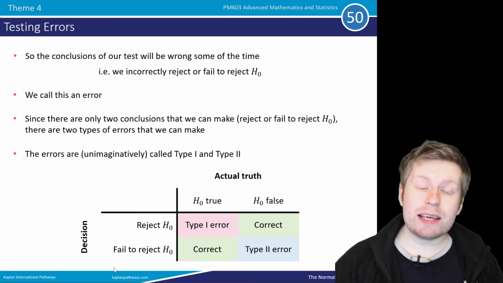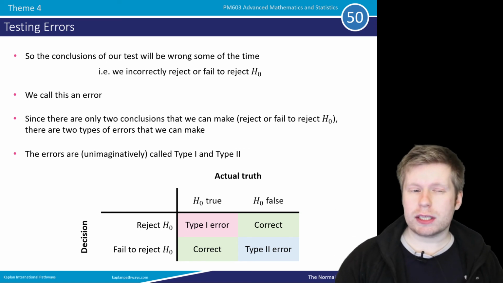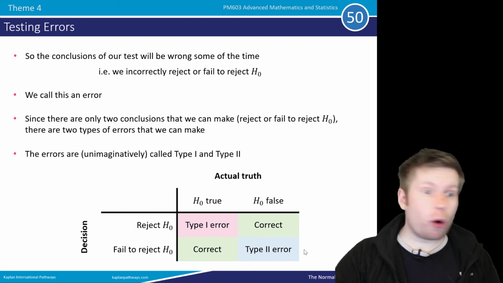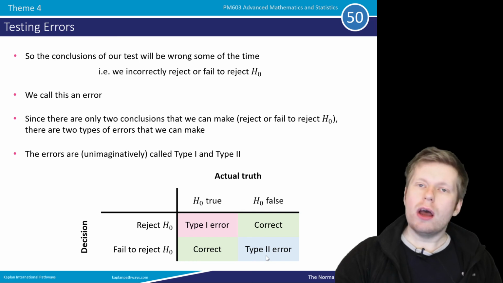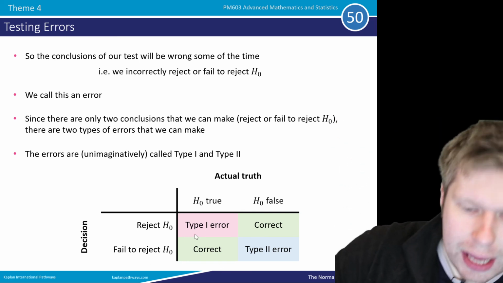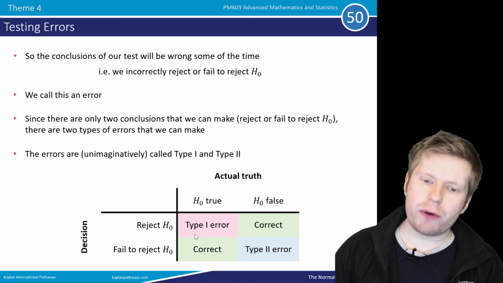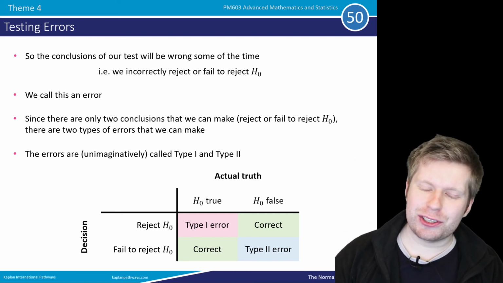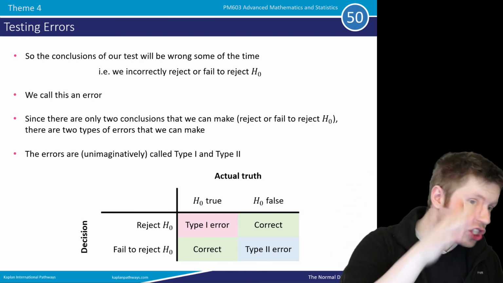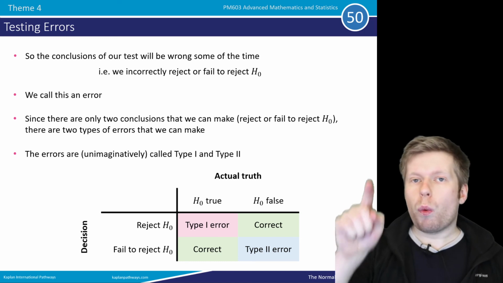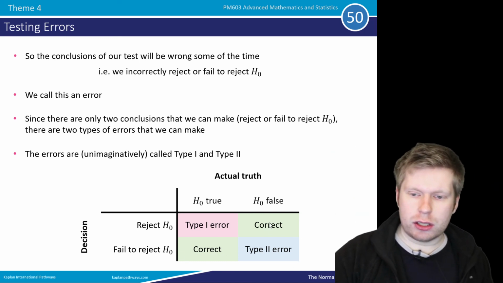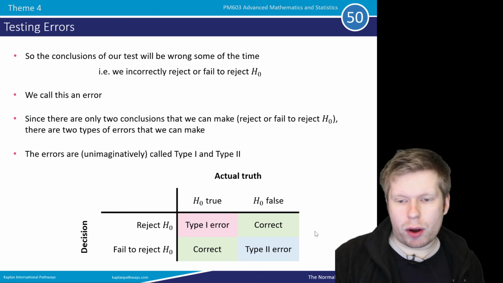The other error I can make is if I fail to reject that null hypothesis. If I say, well, look, there's not enough evidence to suggest that that coin is not fair, when actually that coin is biased, that coin is not fair at all. We call that a type 2 error, okay? So just be aware. A type 1 error is if we say this null hypothesis is false, but actually that null hypothesis is true. A type 2 error is saying, no, there's not enough evidence to suggest that that null hypothesis is false, when actually it is false, okay? So we fail to reject the null hypothesis when actually the null hypothesis is false. That's a type 2 error, okay?